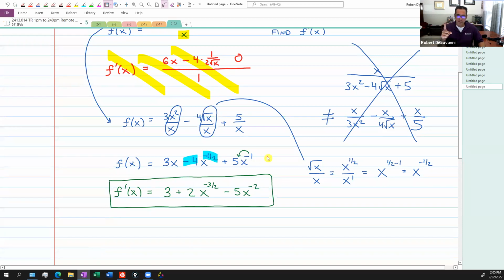We know the derivative of a constant is 0, the derivative of x is 1. We know the power rule. We know the constant multiple rule. We know the sum and difference rule, right? We know that if we have division, we can't do anything yet. Next class.